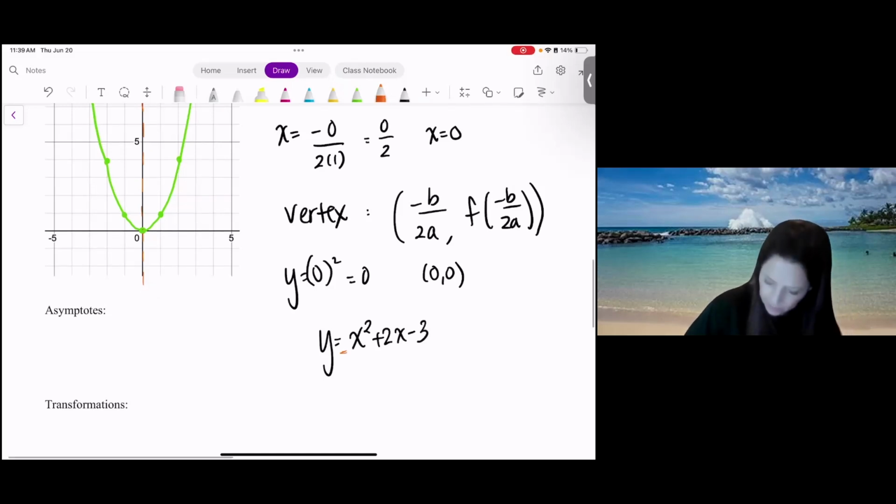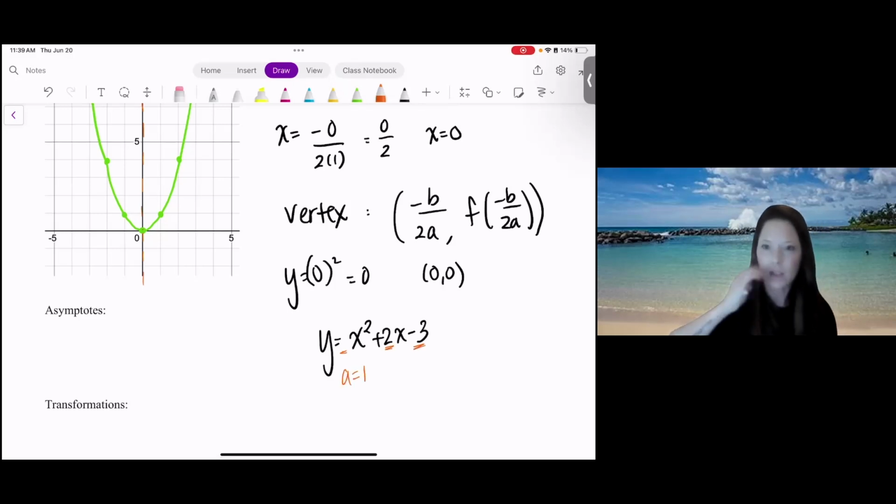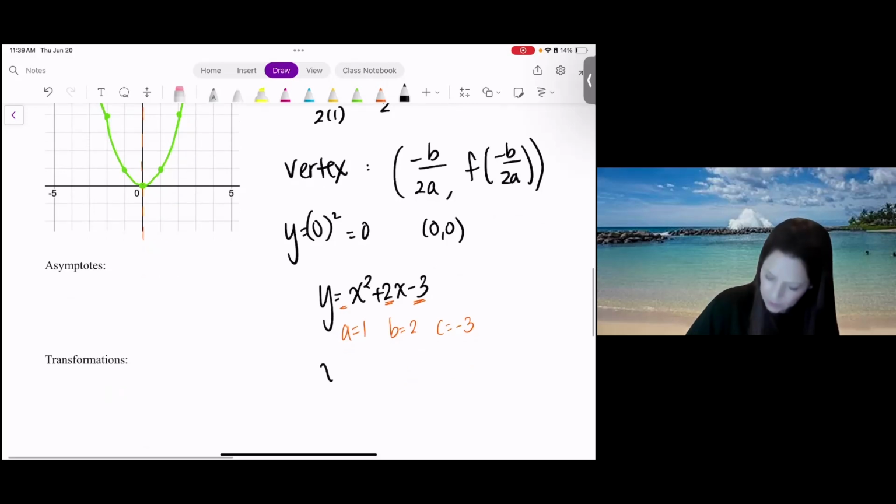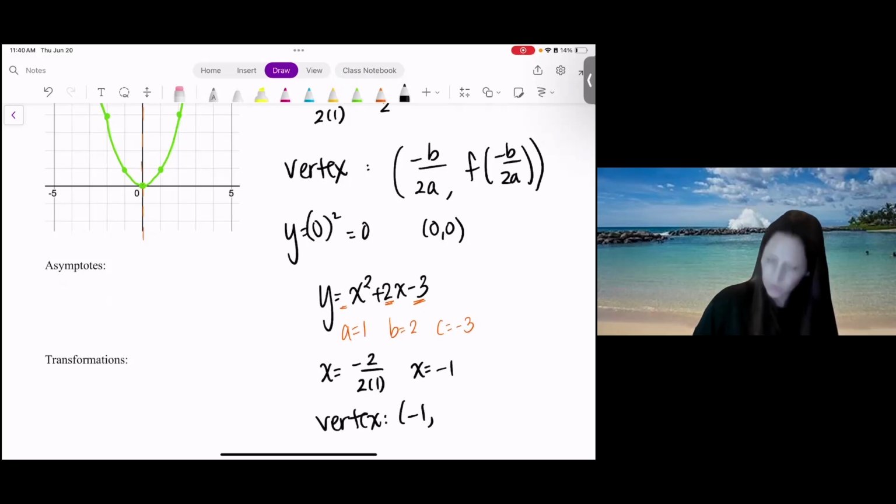Identifying a, b, and c. a is 1. It's implied to be 1 since there is no number in front of the x squared. b is 2, and c is -3. The axis of symmetry would be the opposite of b over 2 times a. -2 over 2 is -1. Then the vertex is going to be -1 and what the function is at -1. That means I need to plug in -1 and get the vertex. I've already done that. I plugged in -1 earlier and I got -4.